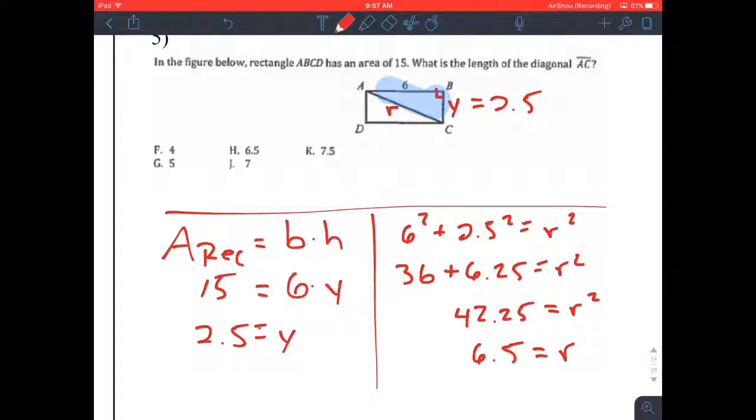Now, as far as the answers go on this paper, we know that F couldn't be the answer and that G couldn't be the answer right away. And the reason we know that is because the hypotenuse is the longest side of the triangle. And since one side is 6, the answer has to be bigger than that. So if you were just guessing for this problem, you would at least know that you have 1 out of 3 choices.